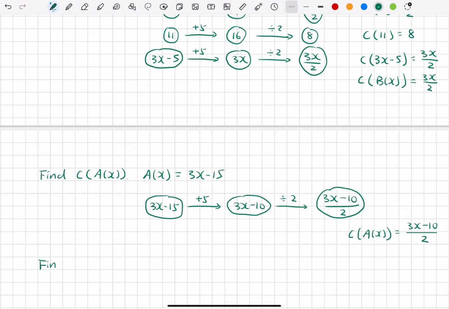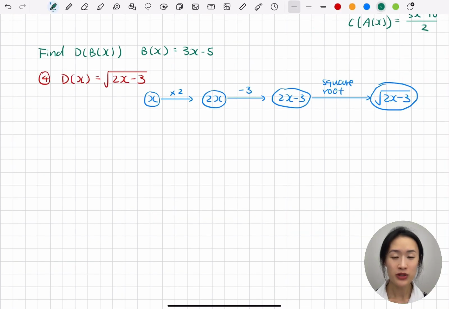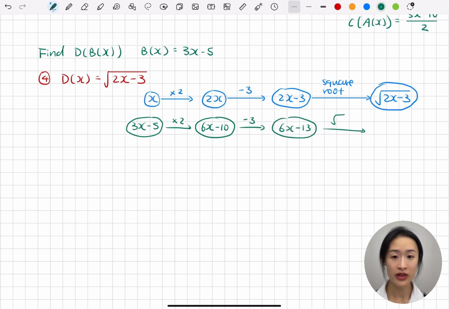Okay, so now what happens if I want to find D(B(x))? Well, B(x) is 3x take away 5. And then what machine D does is multiply my input by 2, and that should give me 6x take away 10. And then subtract 3 from it, so that will give me 6x take away 13. After that, what I need to do is take the square root, and that will be my output. Is there an easy way to do this? Do I have to draw out the function machine every time?